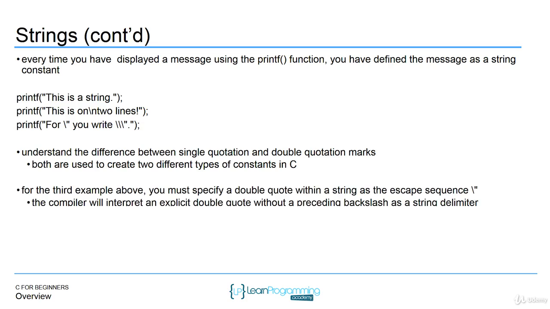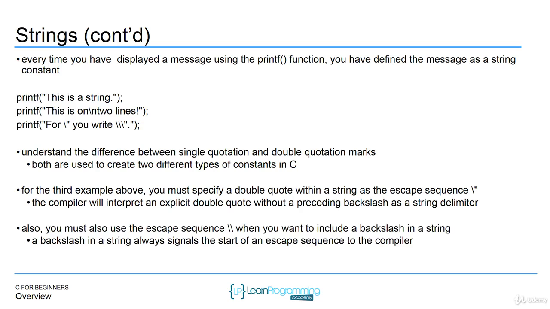For this third example, this printf where we have the for and then a backslash and then a double quote, if you want to actually display a double quote as output, you have to escape it. And you can escape special characters by using the backslash. So in the third example, it's actually going to print out for, double quote, you write, and then another double quote. So the compiler interprets an explicit double quote without a preceding backslash as a string delimiter, right? Every other time you use a double quote, it's the beginning and ending of a string. But what if you wanted to display it? Then you just put the backslash in front of it. And it will tell the compiler, hey, this is not actually ending the string. It's something that we want to display or something we want to use as that character.